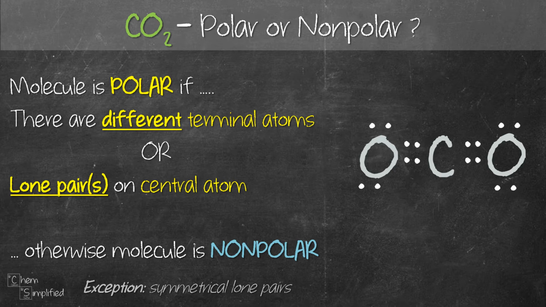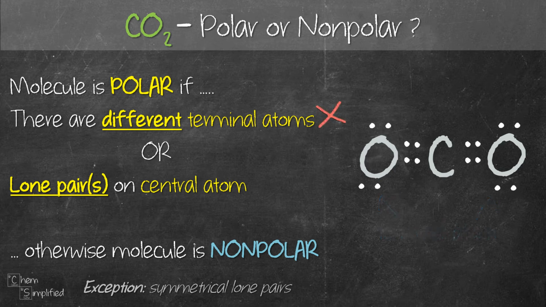In CO2, the Lewis structure given on the right-hand side, carbon is in the center of the molecule, so carbon is the central atom, and it's surrounded by oxygen, so that means oxygen are the terminal atoms. So looking at the Lewis structure, both of our terminal atoms are oxygen. They are the same, they are not different. So first criteria not fulfilled.